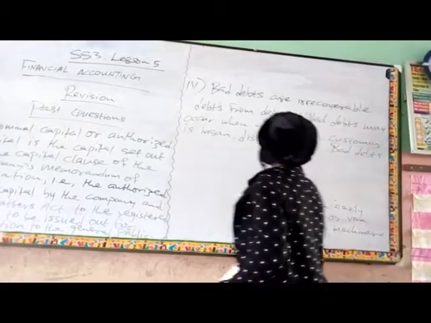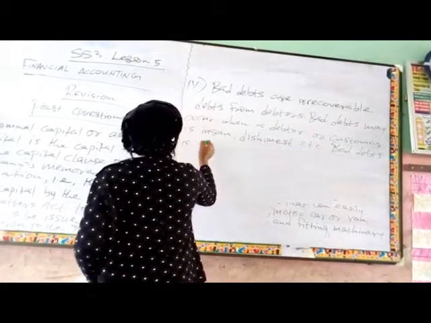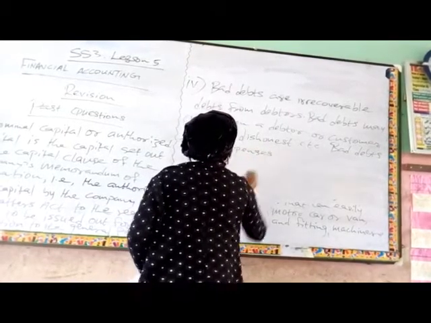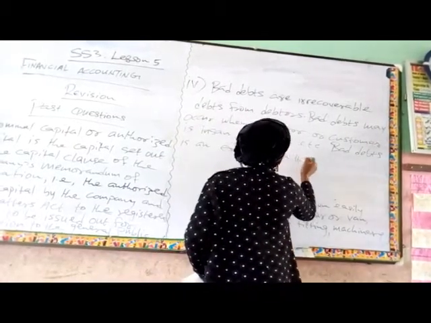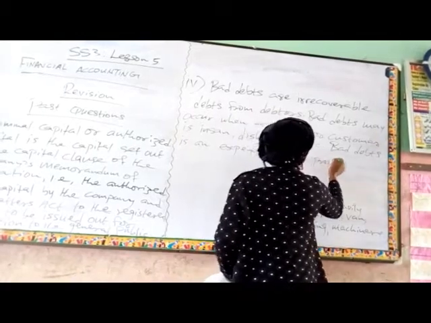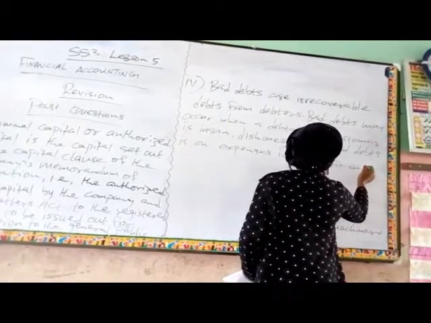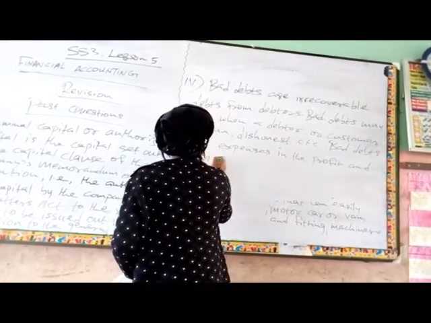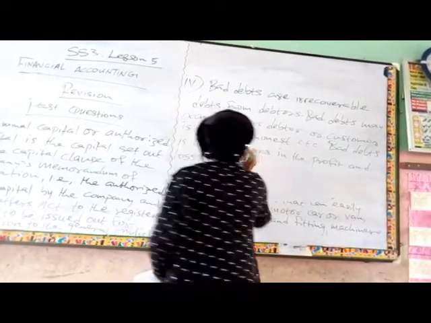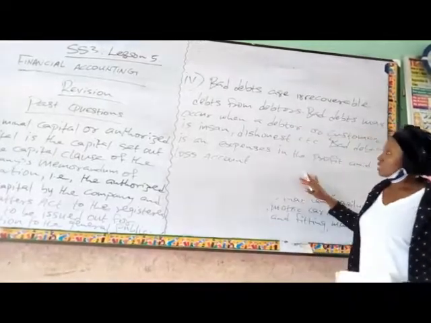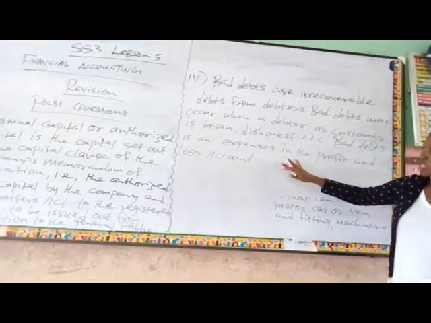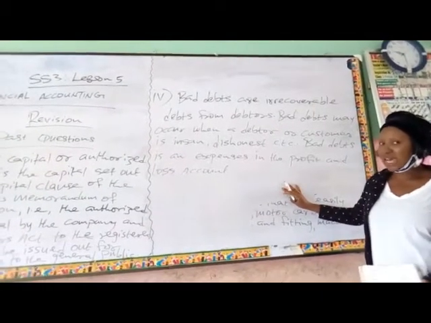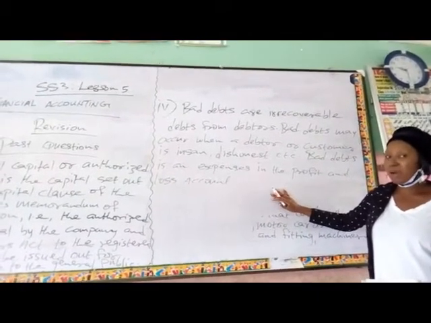Bad debt is an expense in the profit and loss account. You can stop the explanation here. At least it is okay for them to understand what you are trying to say about bad debt.